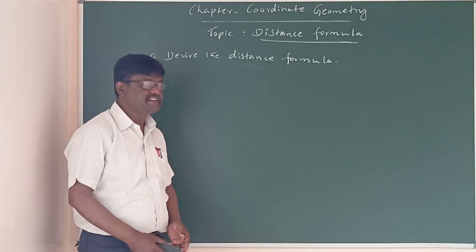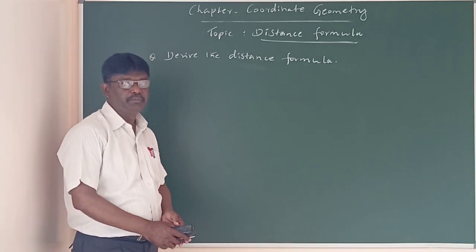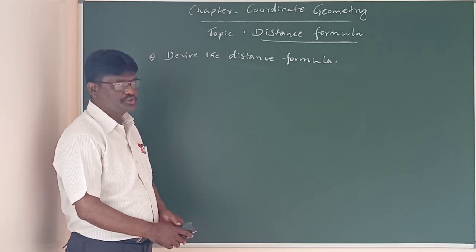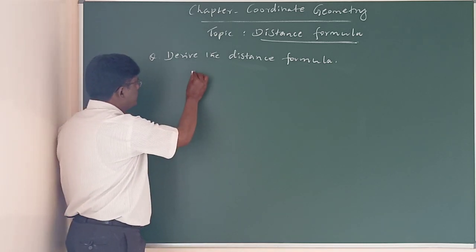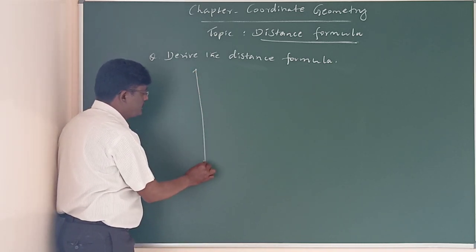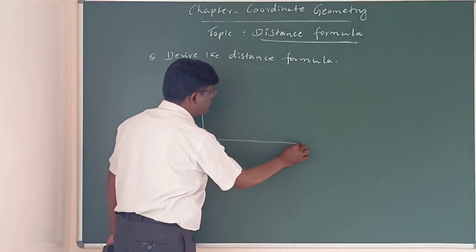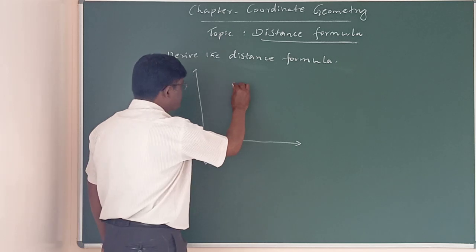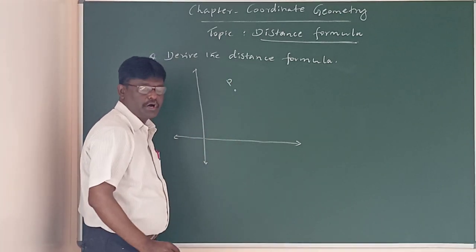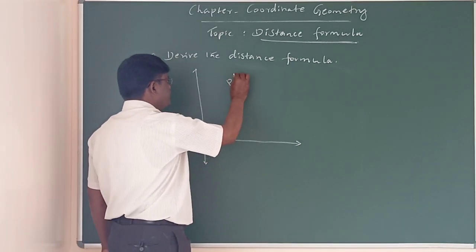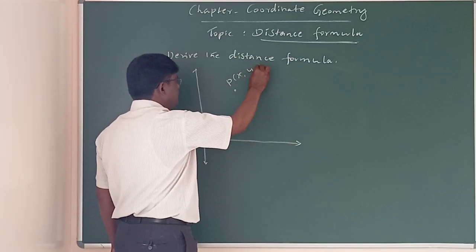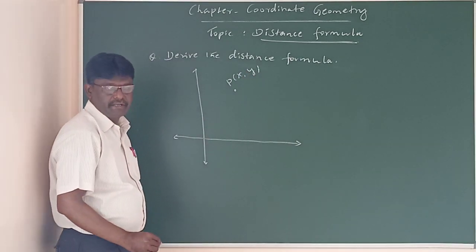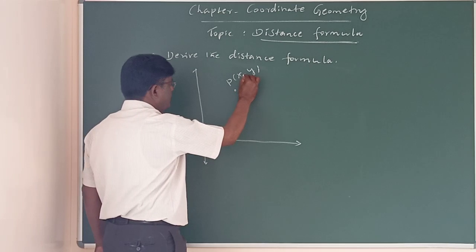Hello children, in 9th standard you are studying some basics in coordinate geometry. What is coordinate geometry? It is the branch of mathematics which deals with the location, the position of a point or object in a given plane, like the Cartesian plane.